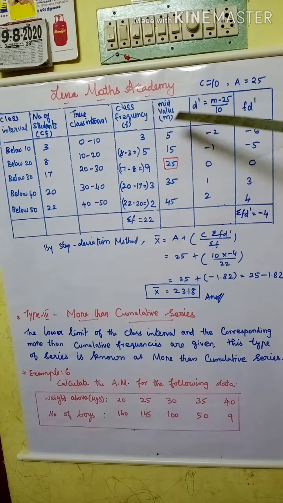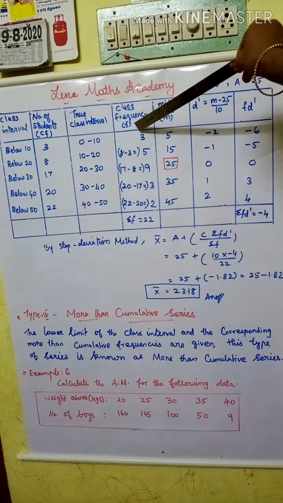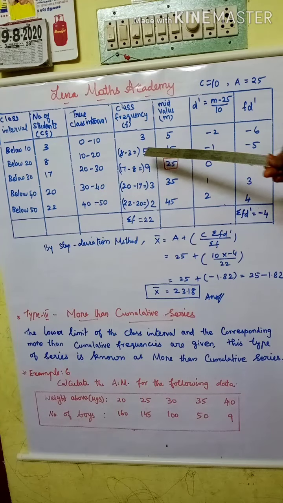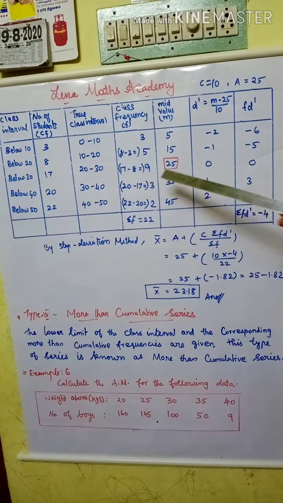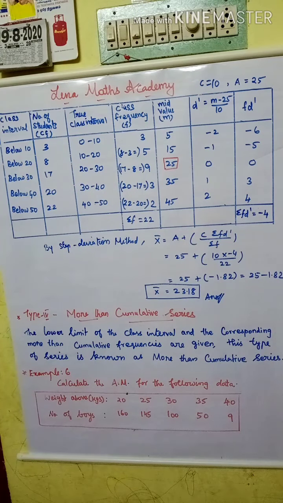So the first mid value is 5: 5 minus 25 divided by 10 is minus 2. 15 minus 25 divided by 10 is minus 1. 25 minus 25 divided by 10 is 0. Similarly, we get 1 and 2. Next, f d dash. Class frequency 3, corresponding d dash value minus 2, gives minus 6. 5 into minus 1 is minus 5, 9 into 0 is 0, 3 into 1 is 3, 2 into 2 is 4. So summation of f, the class frequency, is 22, and summation f d dash is minus 4.